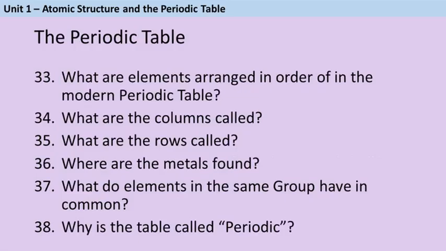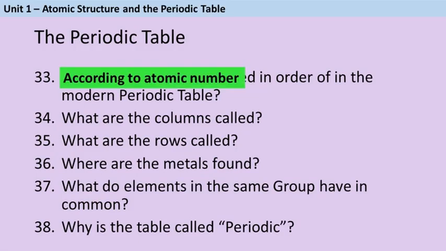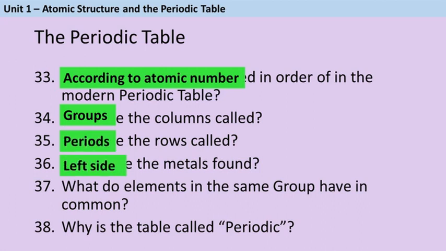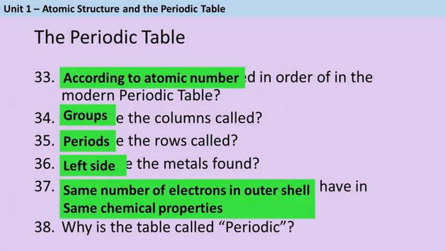The modern periodic table arranges elements in order of their atomic number. The columns of the periodic table are called groups, and the rows are called periods. The metals are towards the left. Elements that are in the same group have the same number of electrons in their outer shell, and that's going to be the same as their group number.